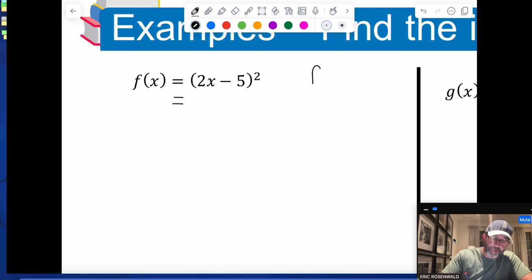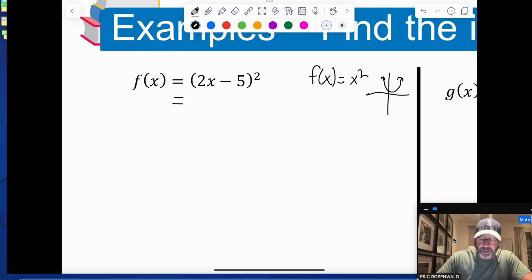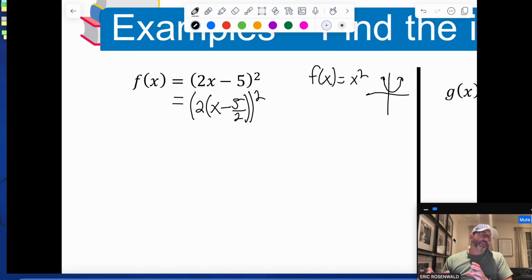Our parent function for this is a parabola. Okay, so if you recall, a parabola technically looks like this. So the changes that are going to take place here is, remember, we have to factor that 2 out, and we're going to be left with x minus 5 over 2 squared. So this tells us that our graph is going to shift to the right 5 over 2, and there's going to be a horizontal shrink by 1/2. Okay?